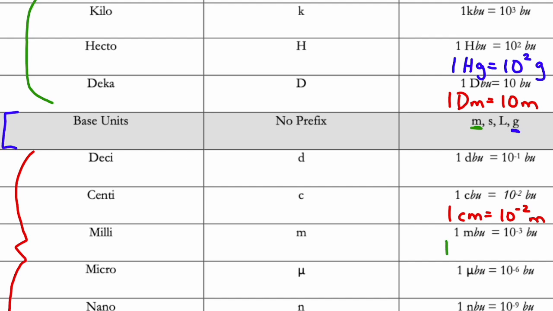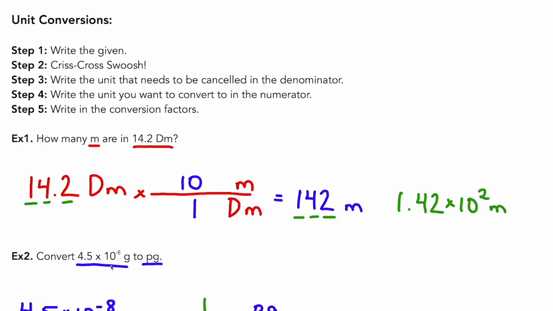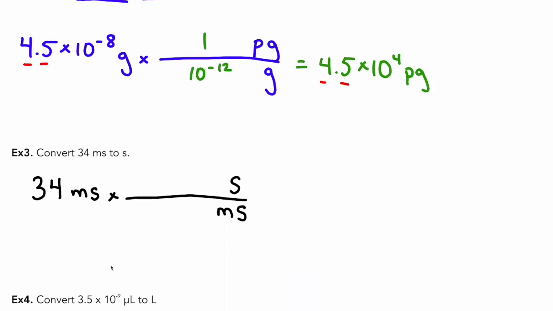So 1 millisecond equals 10 to the negative 3rd seconds. So I'm going to remember that, 1 in front of millisecond and 10 to the negative 3rd in front of seconds. And I'm going to plug that in. So 1 millisecond is 10 to the negative 3rd seconds. So I'm going to plug that into my calculator. 34, I'm going to multiply by 10 to the negative 3rd.